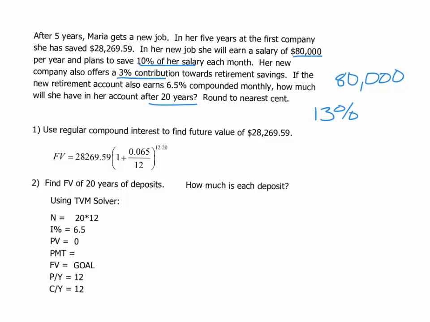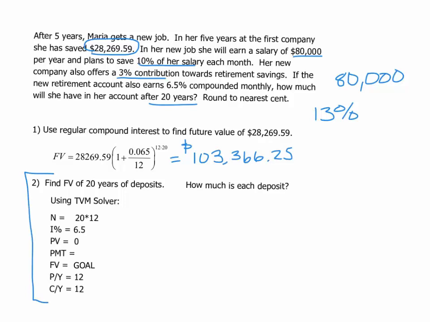So in order to do this, we need to think of the two types of monies separately. So this $28,000, this is the amount that she saved in the old account, and that amount is going to stay there and it's going to keep growing interest, but we aren't going to be adding onto it. For the $28,000, we just need to use regular compound interest. This ends up growing to a little over $100,000, $103,366.25 to be exact.